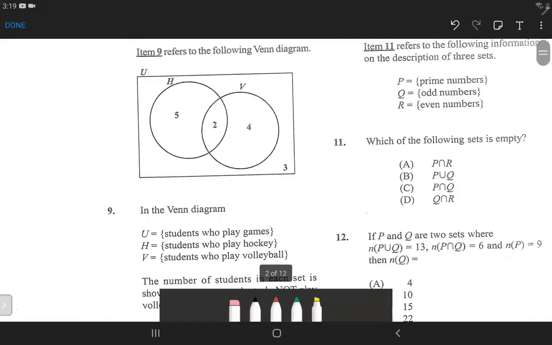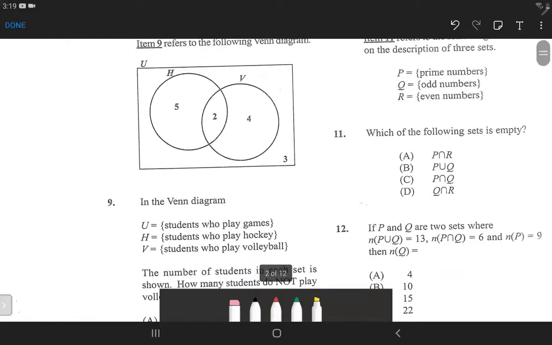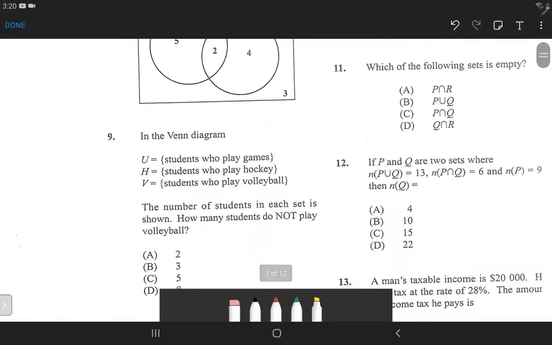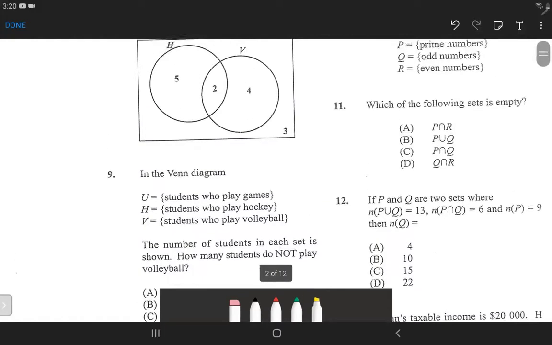So item 9 refers to the following Venn diagram. U is the students, H is hockey, D is volleyball. The number of students in each set is shown. How many students do not play volleyball?